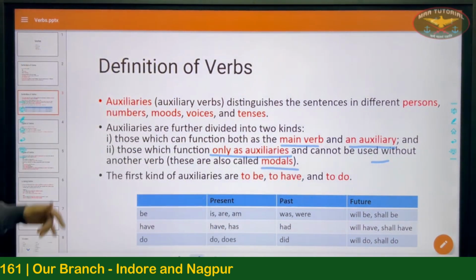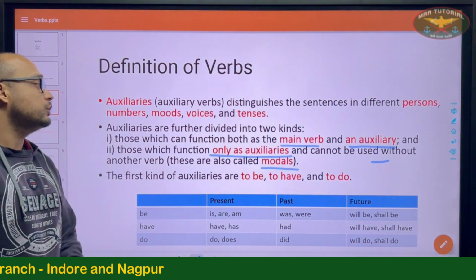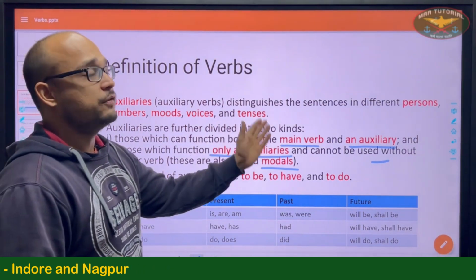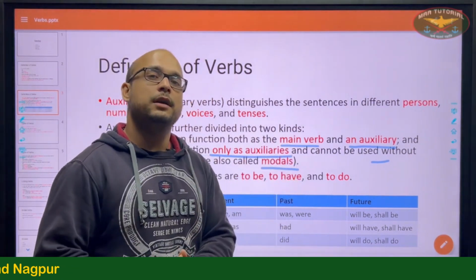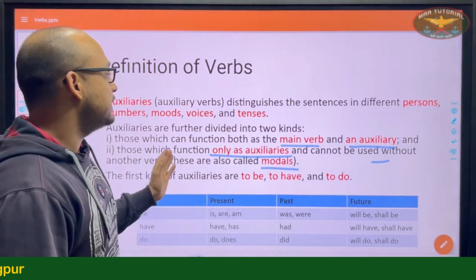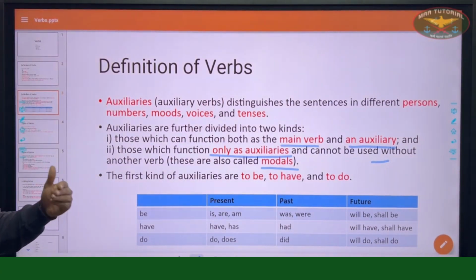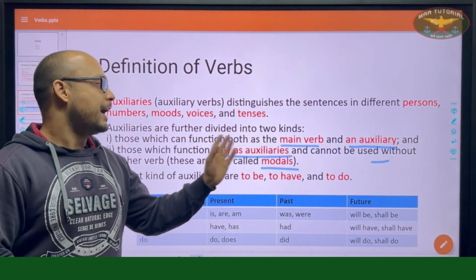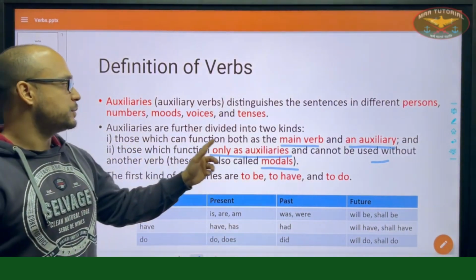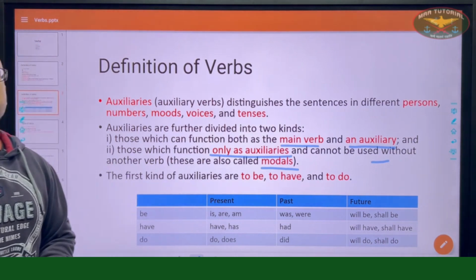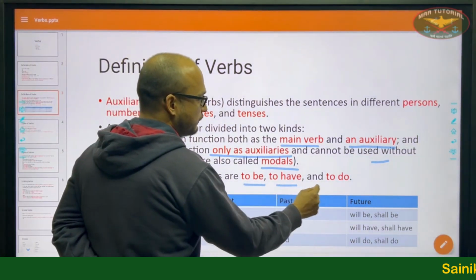You must remember the 5 topics that we are going to be covering on verbs. Modals was one of them. So there are auxiliaries that can work both as main verb and an auxiliary. That they work as a main verb means they can exist by themselves. They can be used by themselves. And then there are auxiliaries which cannot be used by themselves, which need another main verb to be present along with them. And such auxiliaries are called modals. Now the first kind of auxiliaries, which can be used as a main verb also, are 3: to be, to have, and to do.